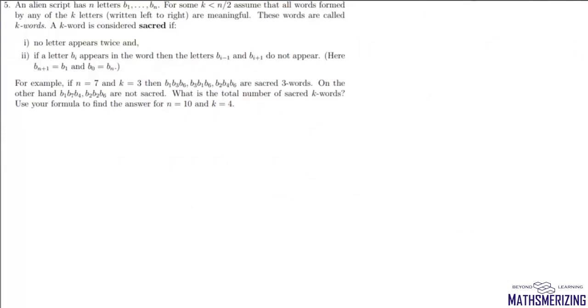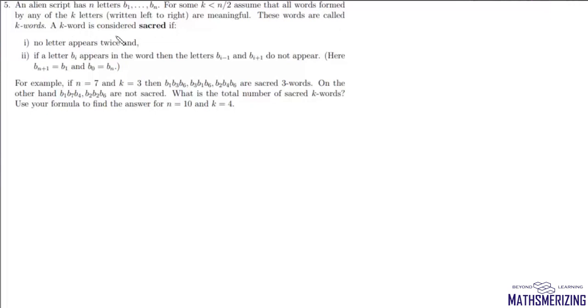Now question number 5, it's an interesting permutation combination problem. It says an alien script has n letters b1, b2 up to bn. Now for some k less than n by 2, assume that all words formed are meaningful. These words are called k-words.